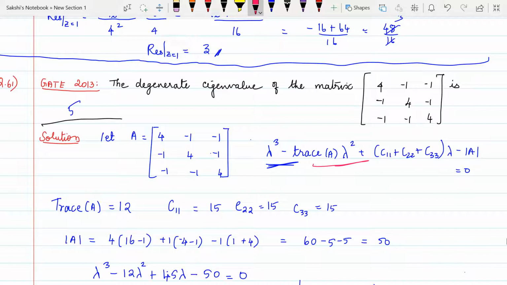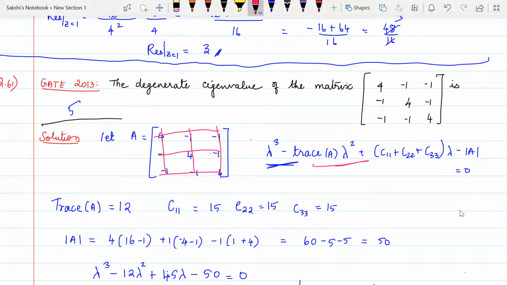So I have to find the trace. I found the trace. C11, C22, C33 are nothing but the cofactors, where C11 is the minor of this particular term, C22 is the minor of this particular term, and C33 is the minor of this particular term. You have to add them, and you have to find the determinant.